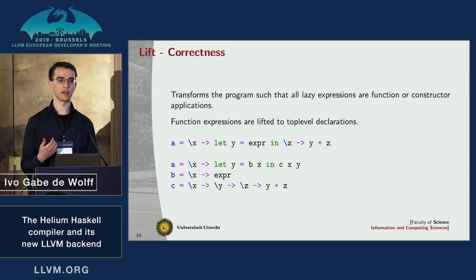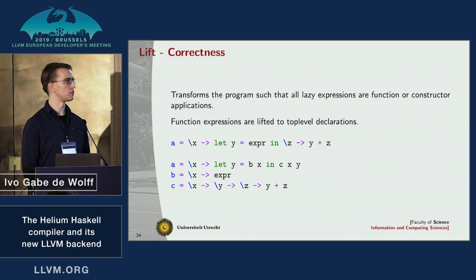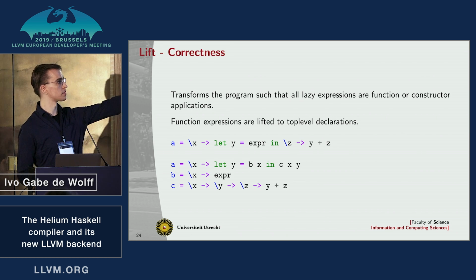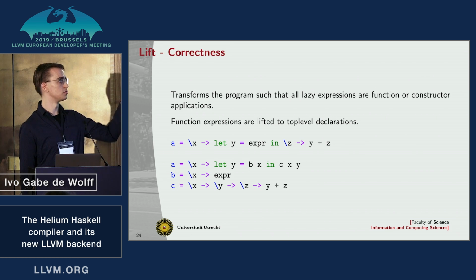Furthermore, we can only create thunks pointing at function calls. So if you find a lazy let declaration where the expression is not a function call, we will create a new top-level declaration where we add all variables which are in scope and the variable that we bound in that lazy let declaration. You can see that happening with expr, which is some non-trivial expression which we lift to declaration B.